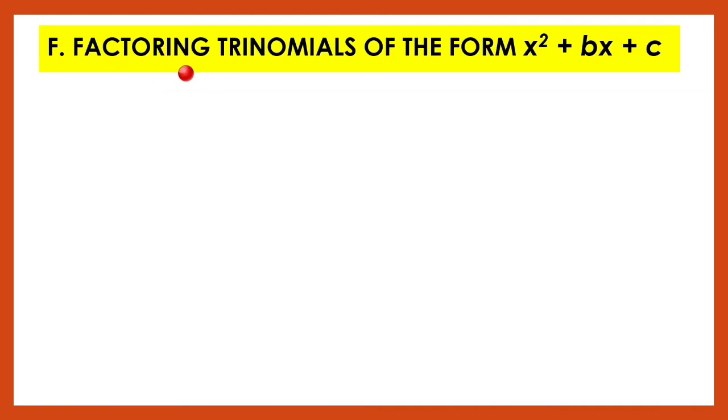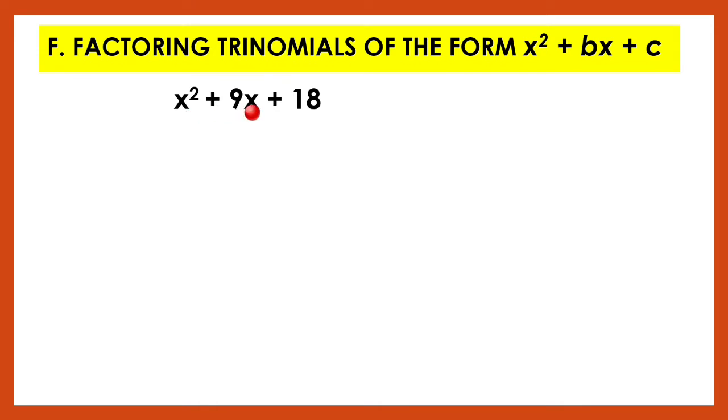Let's have factoring trinomials of the form x squared plus bx plus c. So, ito ay trinomial pero hindi siya perfect square trinomial. Paano mag-factor ng mga trinomials na hindi perfect square trinomial? So, let's have examples.